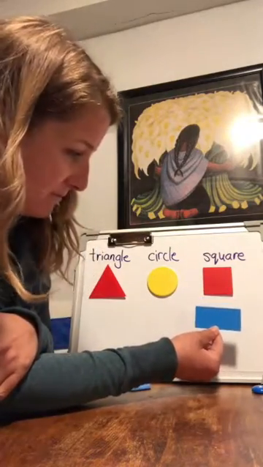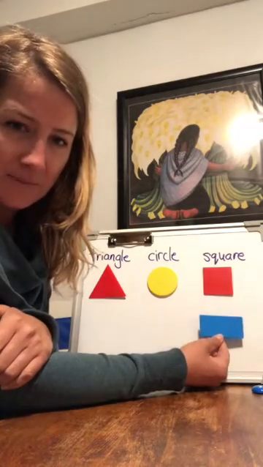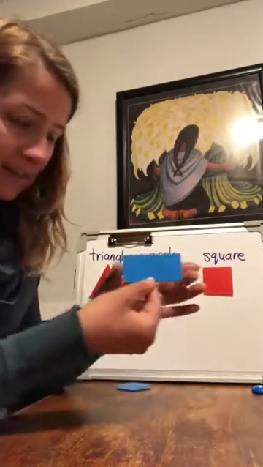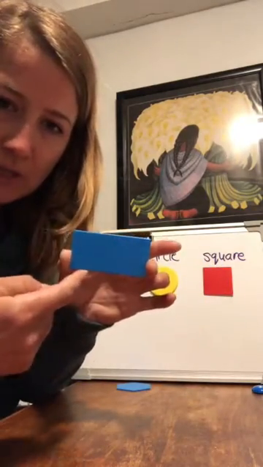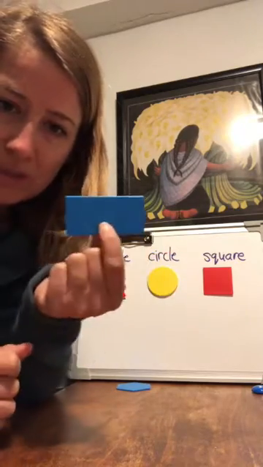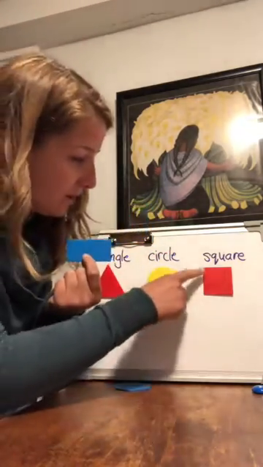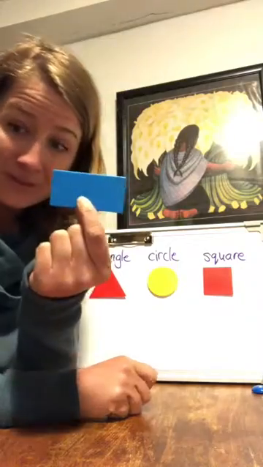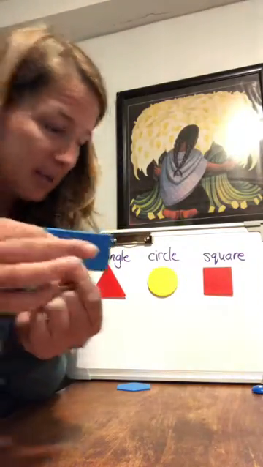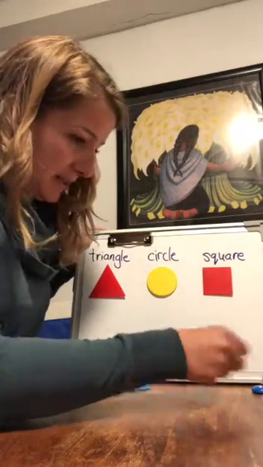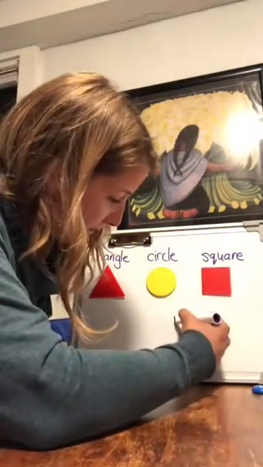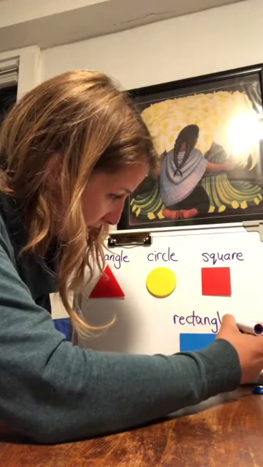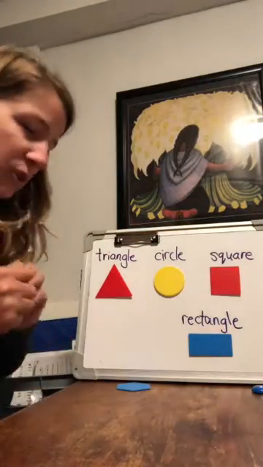But what's different? They definitely don't look the same. What's different about them? You might notice that a rectangle has 2 long sides and 2 short sides. And a square, all the sides of a square are the same length. They're the same size. So that's the difference between a rectangle and a square. But they are very similar. And you're going to notice that a rectangle is a big, long word. Rectangle.